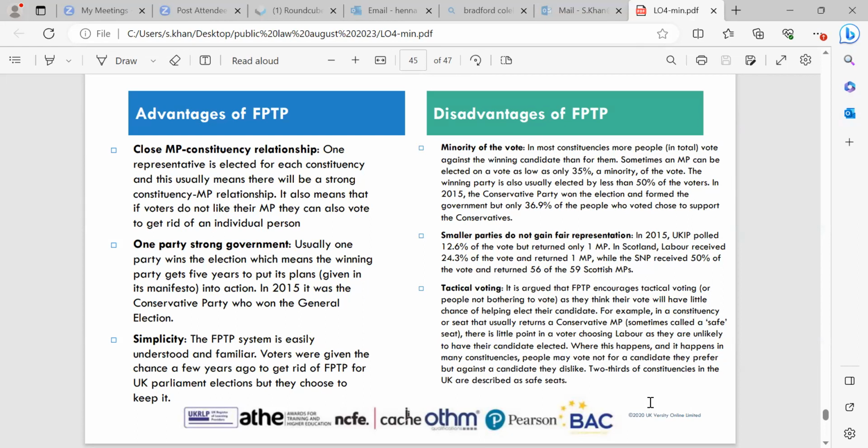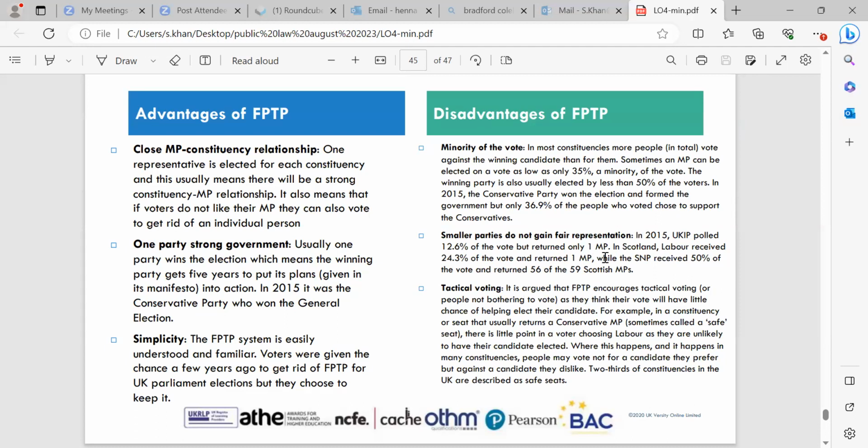The next advantage is one party strong government. Usually one party wins the election, which means the winning party gets 5 years to put its manifesto into action. In 2015, it was the Conservative Party who won the general election. Another advantage is simplicity. The first past the post system is easily understood and familiar. Voters were given the chance a few years ago to get rid of the first past the post system for UK Parliament elections, but they chose to keep it.